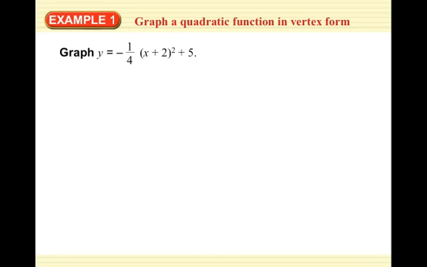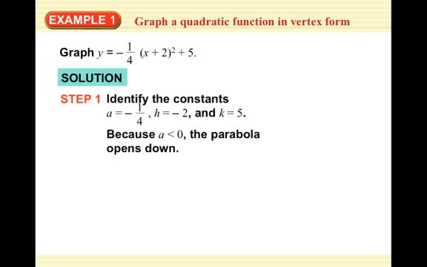Okay, so let's put this into practice. We have y equals negative 1/4 times (x plus 2) squared plus 5. Now we do want to think of that as x minus negative 2, squared, because the form is x minus h squared, so that's going to be important when you determine what a, h, and k are.